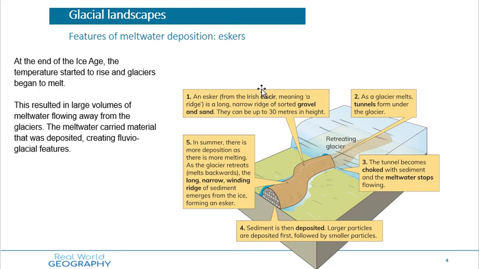All right, so now, how does an esker form? Very, very straightforward. An esker started to form, guys, when the ice age in Ireland began to end. So when the weather started to get hotter, the summer started to get warmer, and the ice started to melt. The glaciers started to melt pretty quickly.